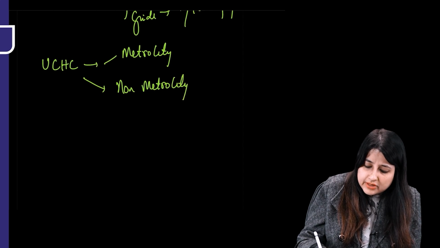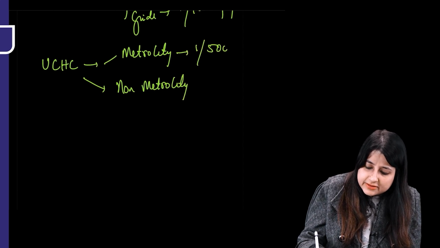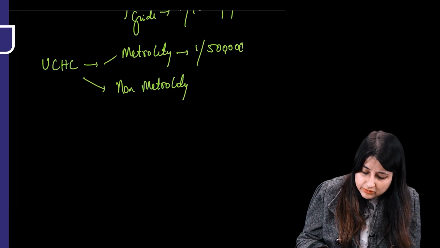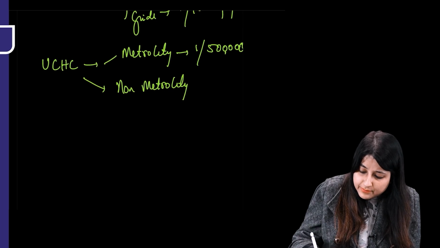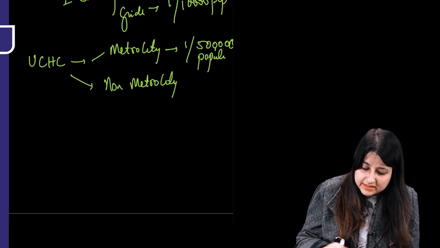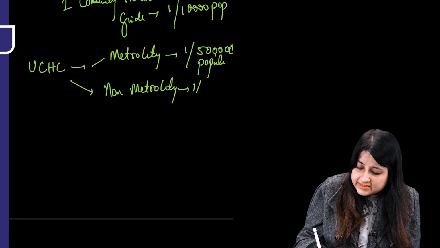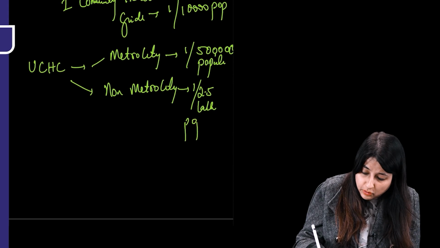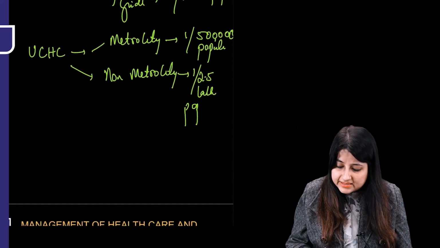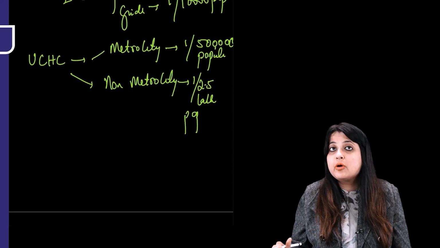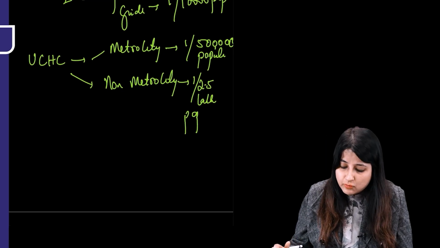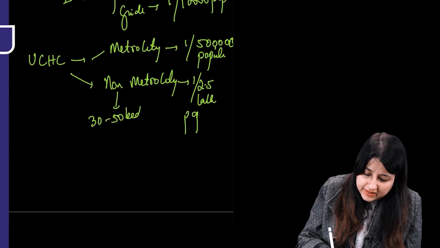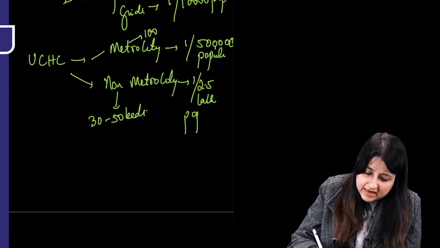So if you talk about an urban CHC in a metro city, it is present per 1 per 5 lakh population, everybody. And in a non-metro city, it is present for 1 per 2.5 lakh population. Here I would like to tell you, there are 30 to 50 beds. In a metro city there are 100.